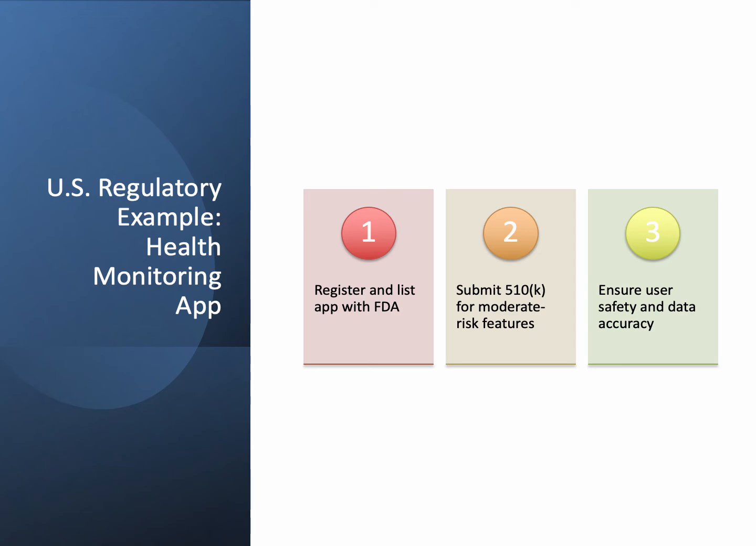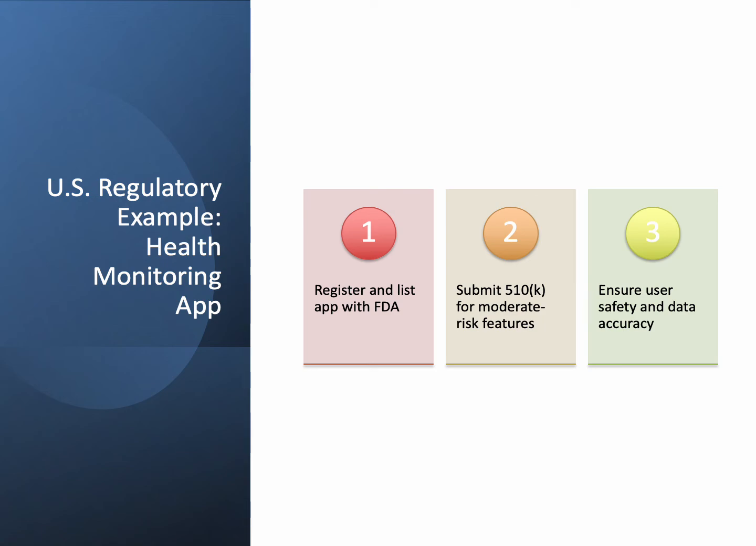If classified as Class II due to moderate risk features, e.g., heart rate monitoring, a 510(k) submission demonstrates equivalence to a predicate app. For example, the app submission includes data on accuracy, achieving clearance for market entry. Outcomes include safe user monitoring and regulatory compliance. Ethical considerations include protecting user data privacy, ensuring accurate health outputs, and transparent FDA reporting.